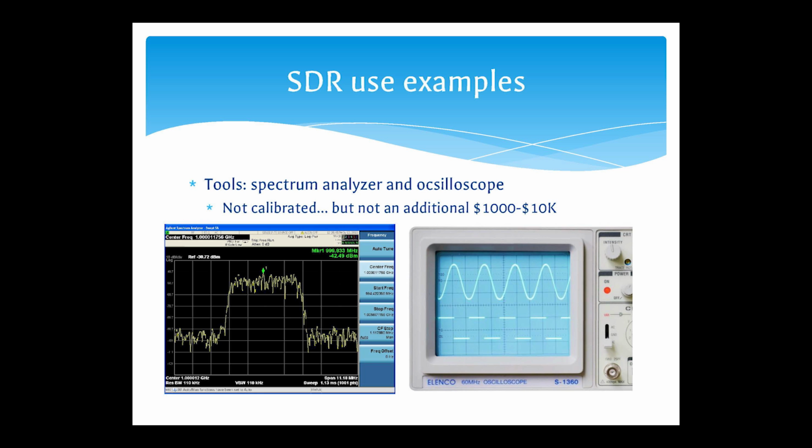Examples of software-defined radio use. Tools: you can do a spectrum analyzer or oscilloscope, popular electronics testing or analysis components. Those can be a few $100s to a few thousands. You can do a basic one with an SDR. The big problem is that they're not calibrated, so you're not guaranteed to be hitting the exact frequency or signal level that you want.